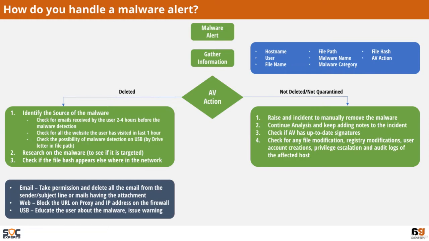Once we raise the incident, we continue our analysis and keep adding notes to the incident. We check if the antivirus has up-to-date signatures or not, and also see if there are any file modifications or registry modifications, any user account creations and deletions, or privilege escalations on the machine. Generally, we look at the overall audit logs of the affected host. We do this because the malware has been detected and not deleted, and it is quite possible that the malware has half executed and made some changes. So we are trying to track them.